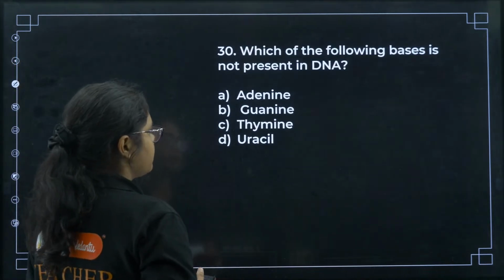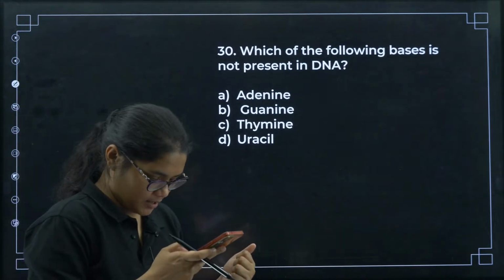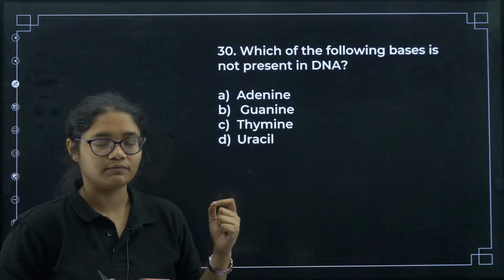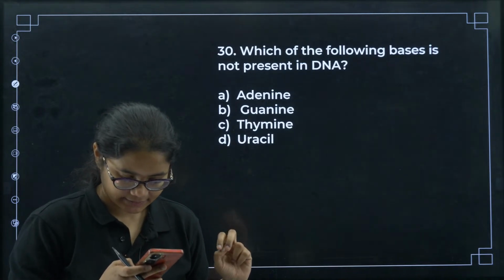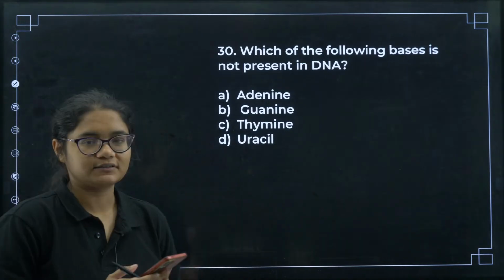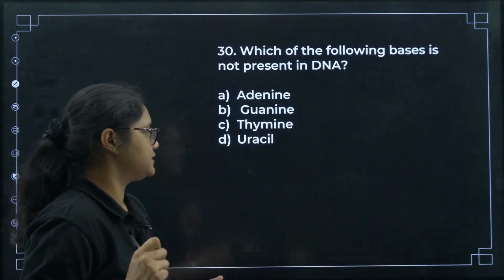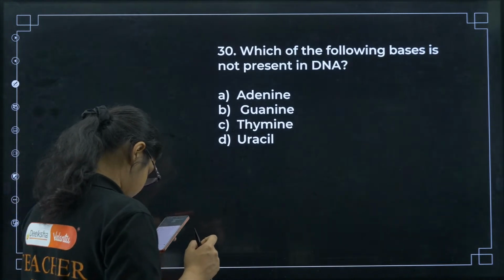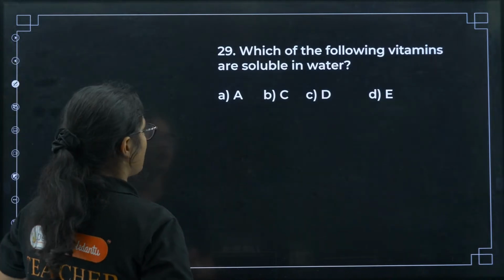Next, which of the following bases is not present in DNA? This is also very simple question. Chidananda, 31 is not B, it is A. With bromine water you will get gluconic acid, with nitric acid you will get saccharic acid. Okay, let's move students, last 30 questions, we'll finish it off fast. Which of the following bases is not present in DNA? Adenine, guanine, thymine and uracil. Very easy question. Yes, uracil is not present in DNA, it is present in RNA.